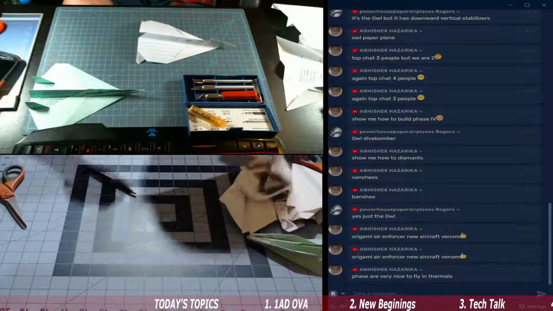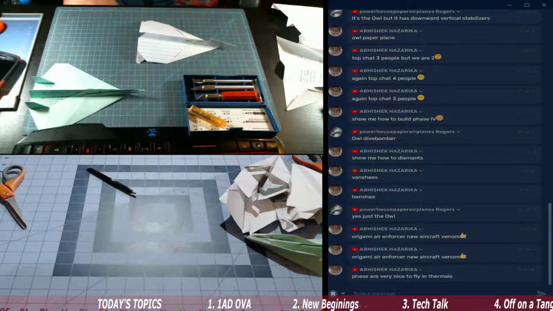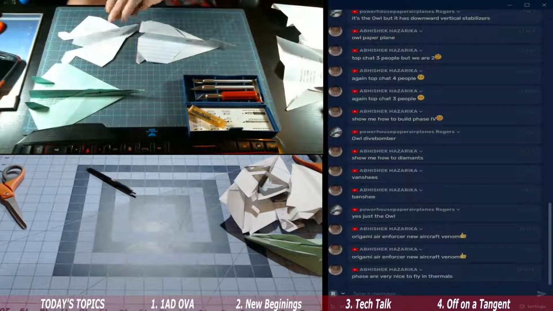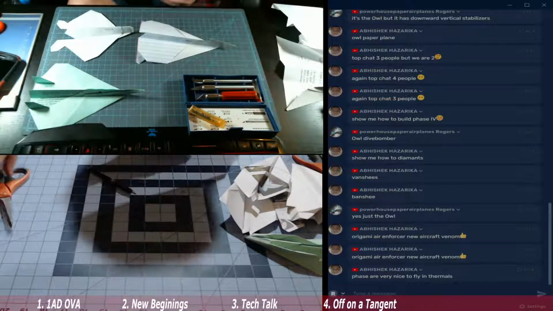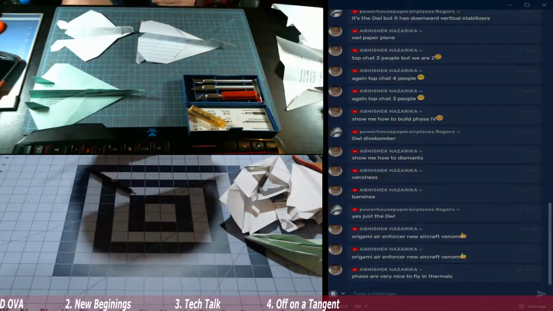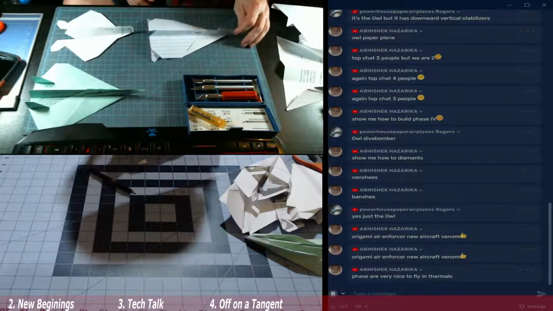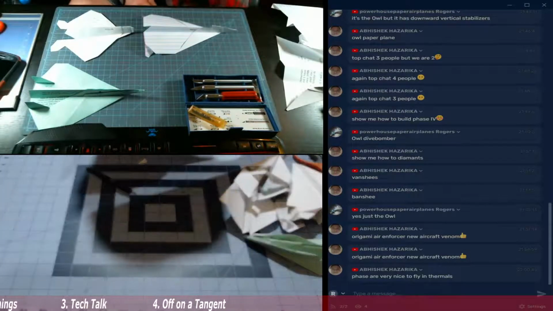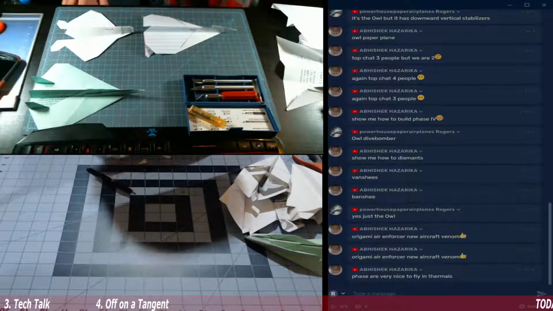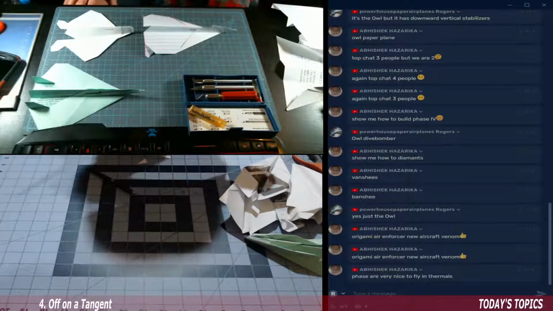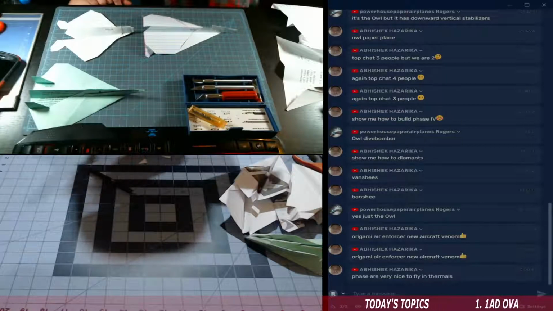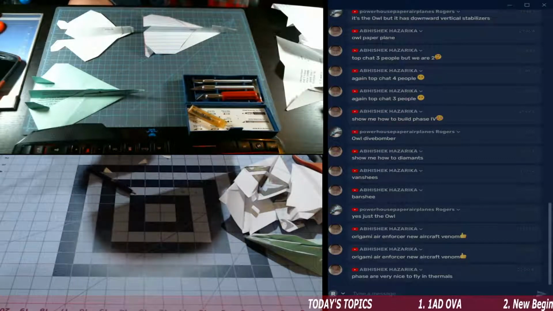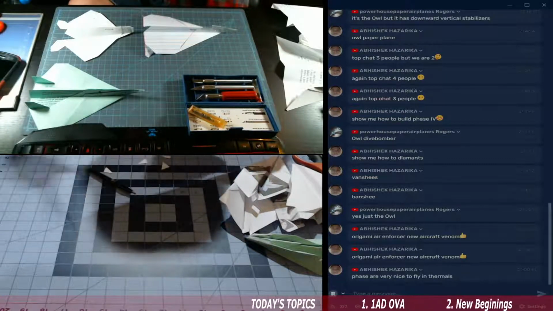Let's see if I can get small objects here. You know what? I'll just use these strips of paper here, and I'll cut that. Any of the gliders flying in thermals obviously take really good advantage of the thermals. I'll cut four, because this is kind of the idea of what I want.